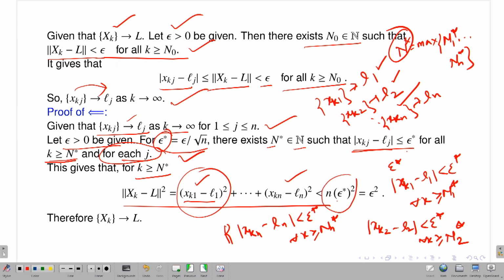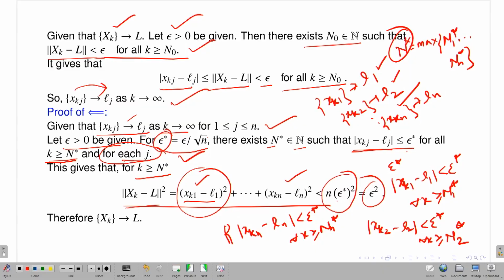So, I have n times epsilon star square, and as I told you, given epsilon, this is nothing but the adjustment. Therefore, you can make it epsilon square. So, what am I getting? I am saying that given epsilon, I can make the distance between xk minus L less than epsilon for all k greater or equal to n naught, and that is nothing but the convergence of the sequence capital Xk to L.